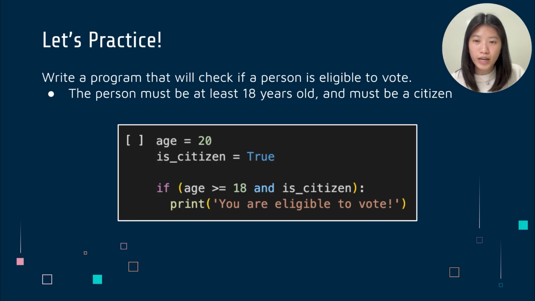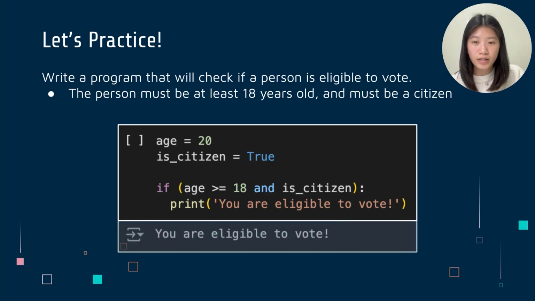So for this example, we created a variable age and we created a variable is_citizen to test different cases. And for the if statement, we wrote if age is greater than or equal to 18 and is_citizen. And if that's the case, we can print you are eligible to vote. And notice for the second conditional, we didn't type is_citizen is equal to true because that's going to be redundant since is_citizen is already a Boolean value and we do not need to check if a Boolean value is equal to a Boolean value. So when we run this code, it's going to print you are eligible to vote because this person's age is 20 and is_citizen is true.